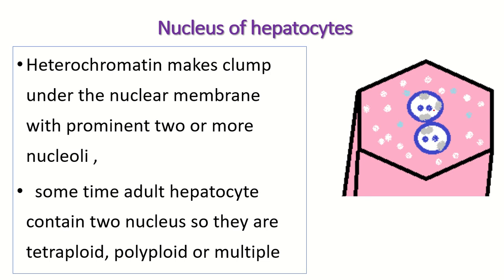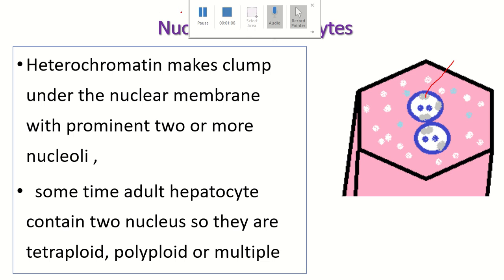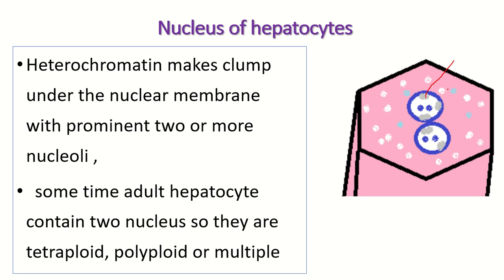The nucleus of the hepatocyte also contains a small amount of heterochromatin, which contains inactive DNA, and it has staining capacity. So there is a bluish collection of heterochromatin just under the nuclear membrane. Sometimes the hepatocyte contains more than one nucleus, and this condition is known as tetraploid, polyploid, and multiploid. And in the cell which contains more than one nucleus, the amount of cytoplasm is also increased.